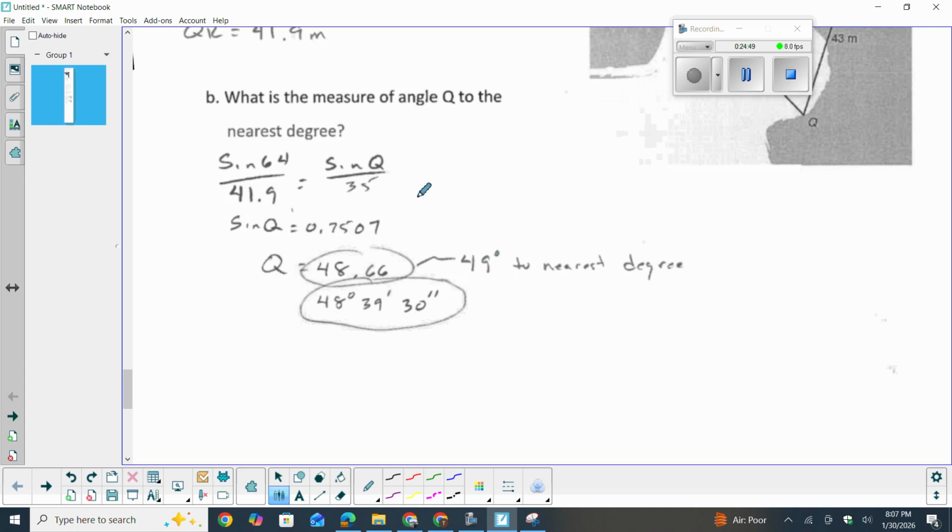To the nearest degree, which is what was asked, it'd be 49. To the nearest hundredth, it'd be this. Degrees, minutes, and seconds, it would be this. The question asked for the nearest degree, so technically this is the correct answer. But be able to do both of these. Okay, that is the law of sines, law of cosines review word problems. Hope it helped.